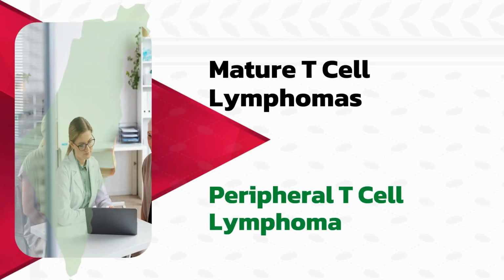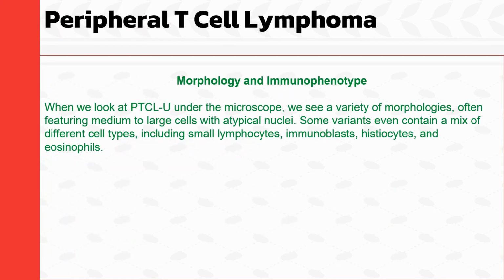Peripheral T-cell lymphoma, unspecified, or PTCLU, is a bit of an enigma. It's essentially a diverse group of lymphomas, each with its own distinct characteristics but lacking a specific classification. When we look at PTCLU under the microscope, we see a variety of morphologies, often featuring medium to large cells with atypical nuclei. Some variants even contain a mix of different cell types, including small lymphocytes, immunoblasts, histiocytes, and eosinophils.